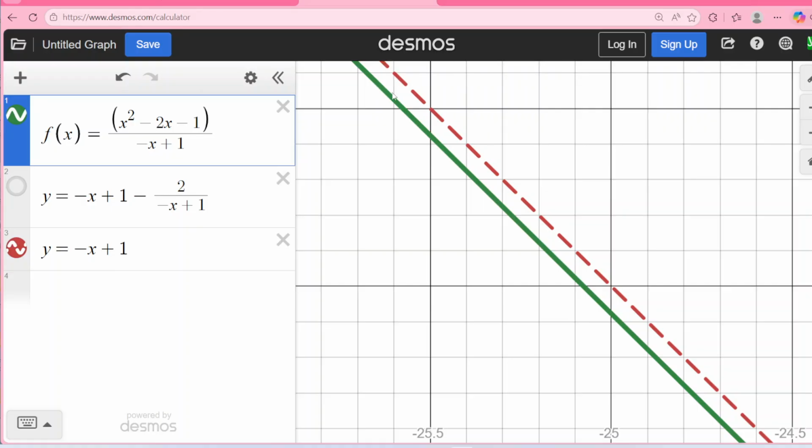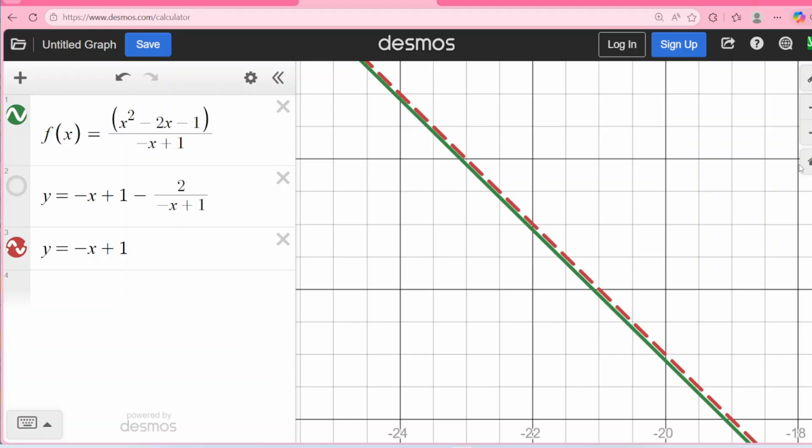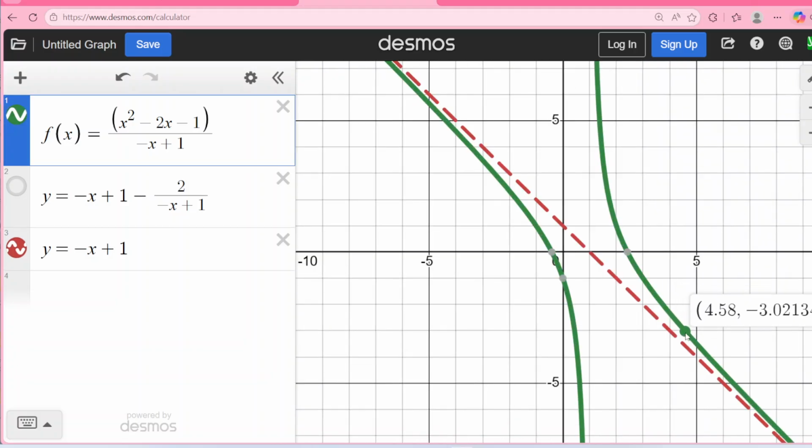The graph on the far left is approaching this line, right? And the graph on the far right is approaching this line, right? So this linear asymptote, again, that's not horizontal, it's not vertical, is called an oblique asymptote.